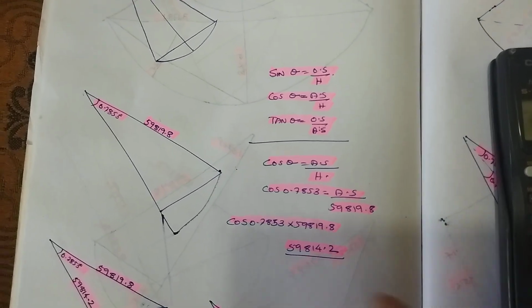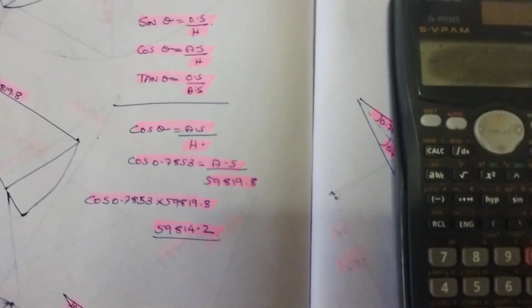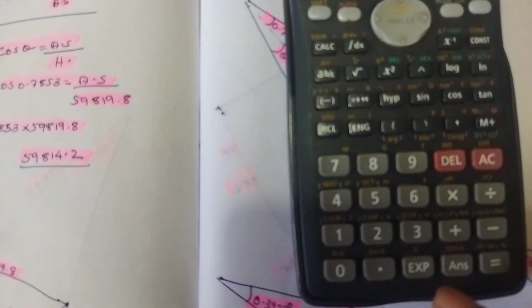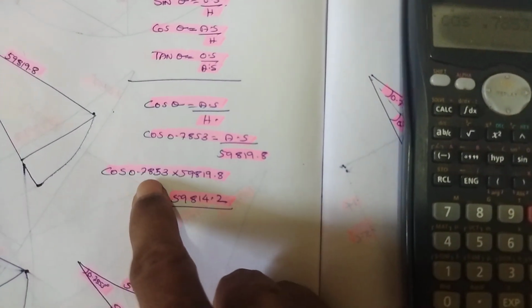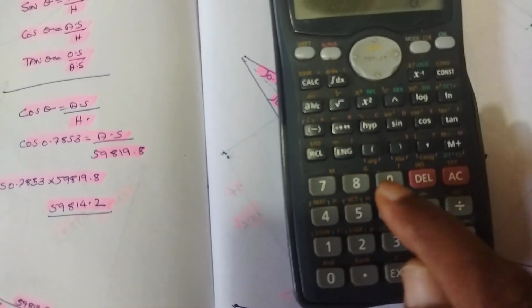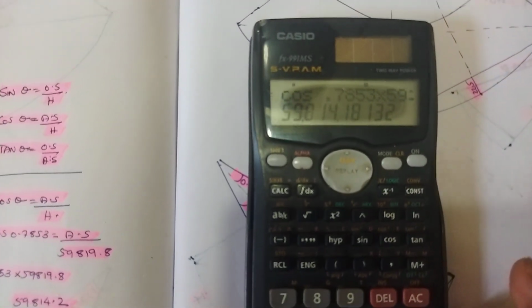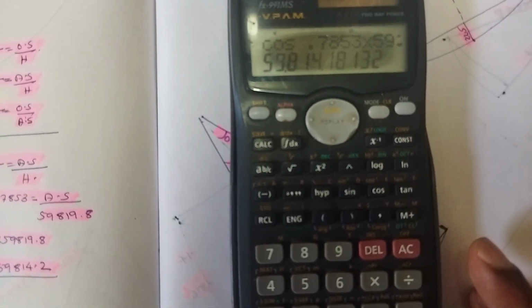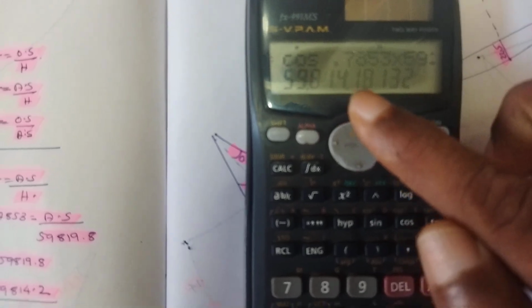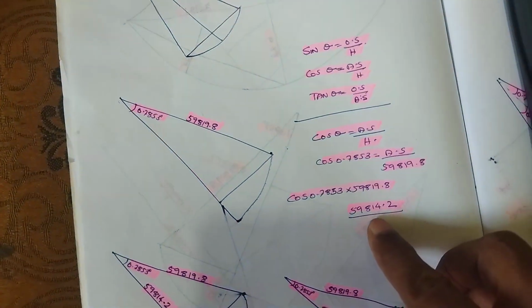Okay. Cos theta is equal to cos 0.7853 into 59,819.8 is equal to, we get 59,814.2. This measurement from here to here we got, 59,814.2.